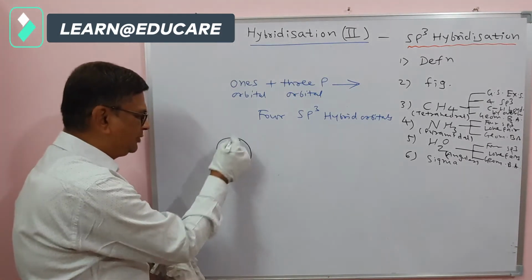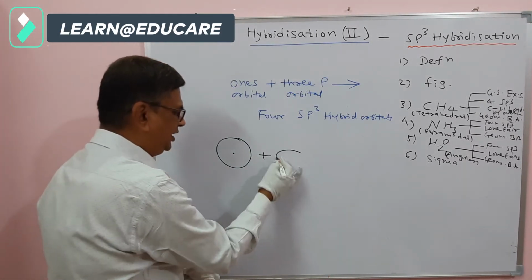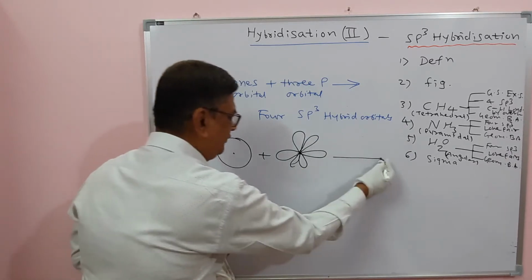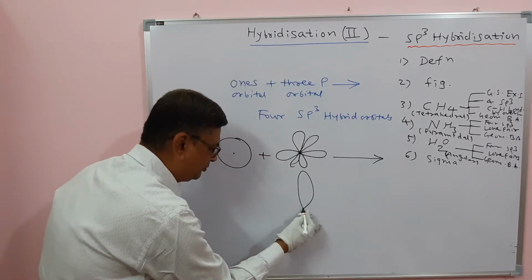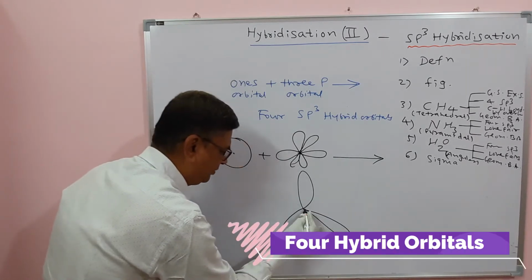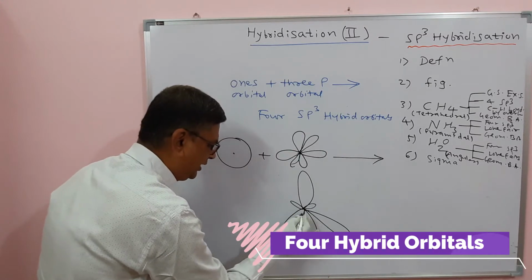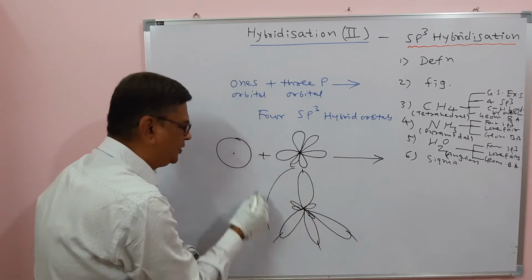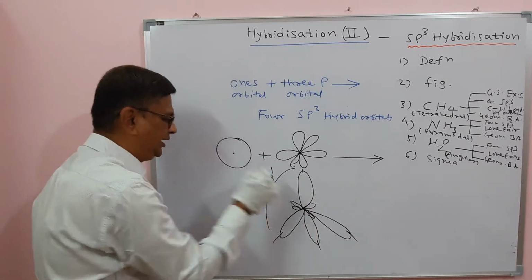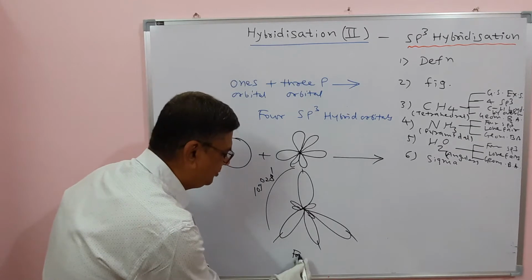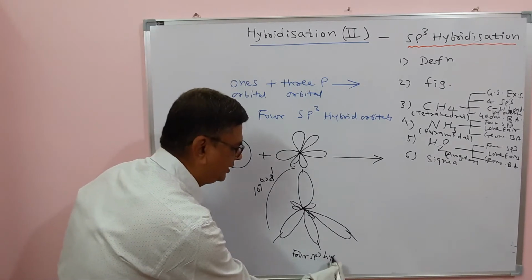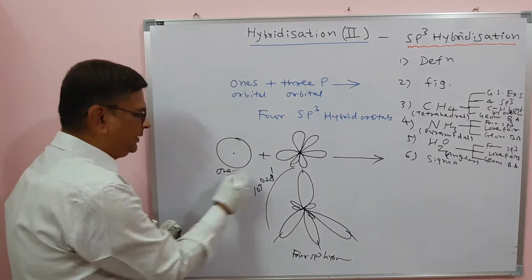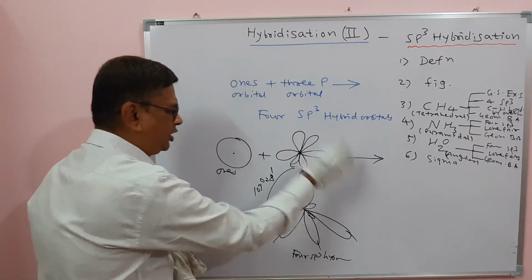It is one s orbital that is spherical that mixes with 3 p orbitals, px, py and pz, and when that mixing and recasting occurs, it produces 4 sp3 hybrid orbitals. They are equivalent in space, arranged tetrahedrally at an angle of 109 degree 28 minutes. So these are 4 sp3 hybrid orbitals after hybridization occurs between one s orbital and these 3 p orbitals.